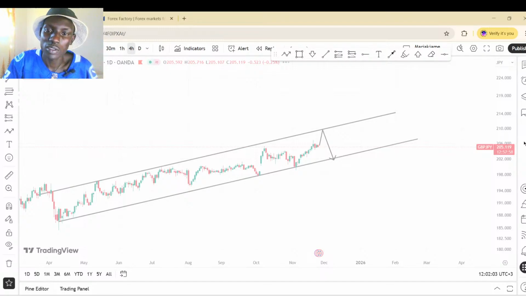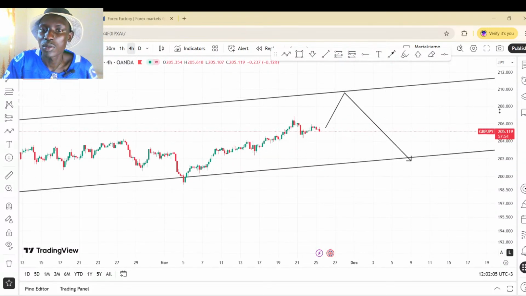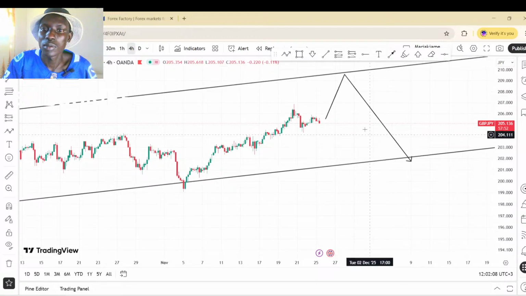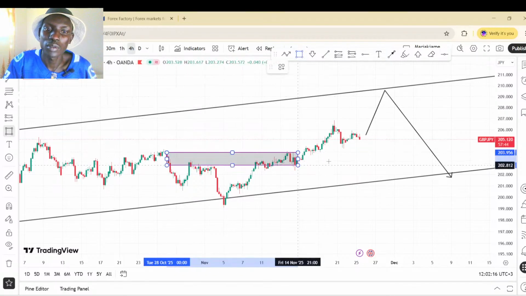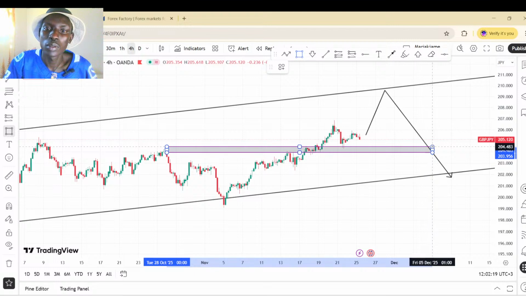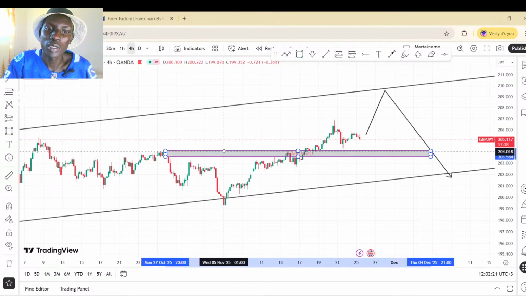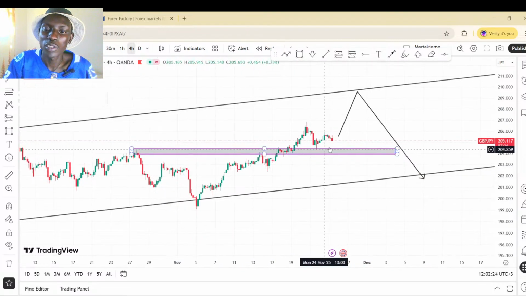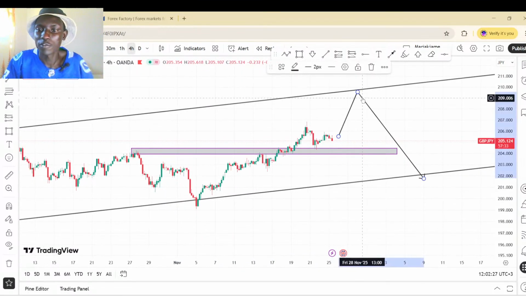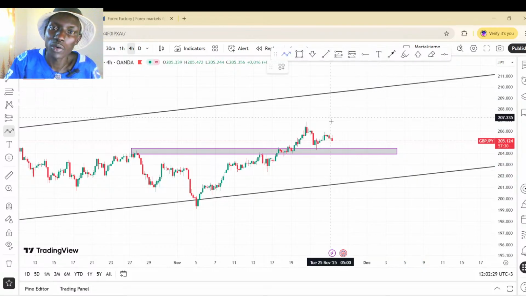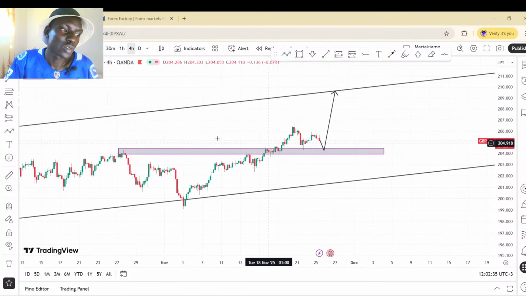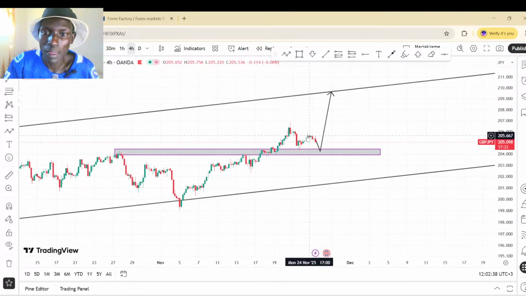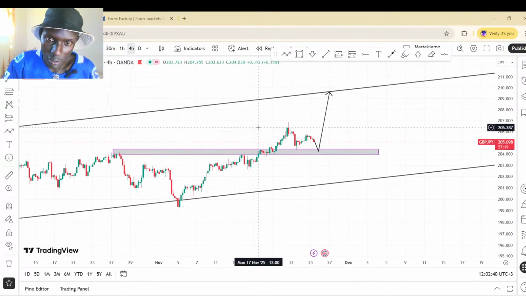Let's check on 4 hours and see what is happening. So this is our zone that we are seeing right here also. We can at least wait for it to be hit, and then we shall be sure. After the hit here, we shall be sure either to buy or sell. So this is what we are waiting for here.